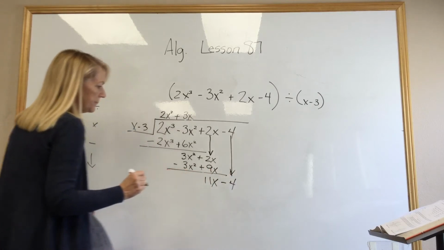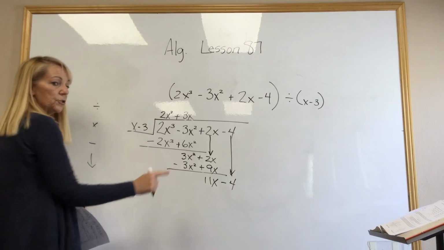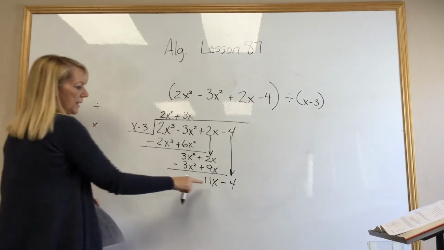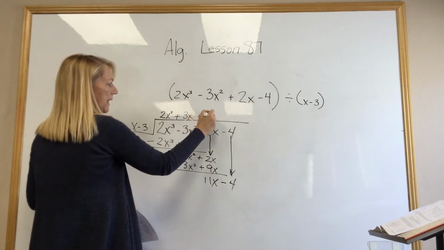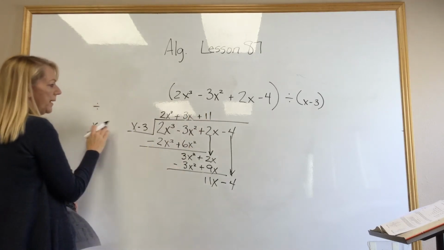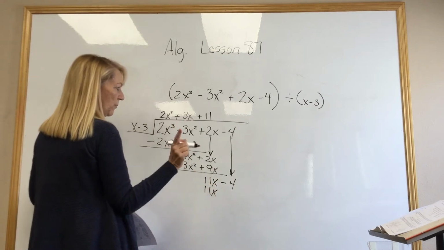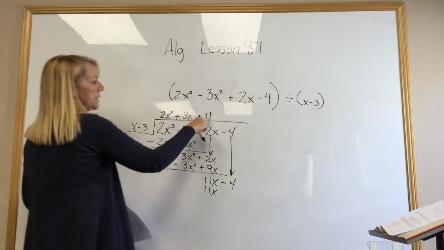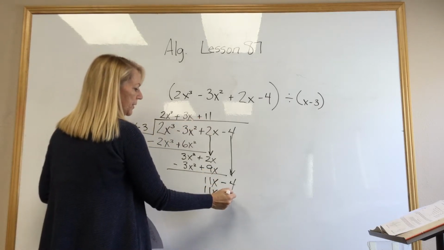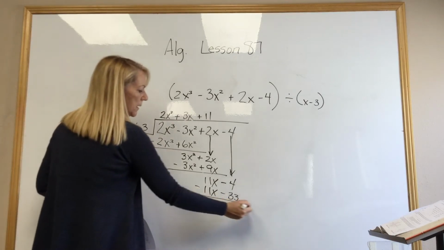Okay? All right. So now, here's my new number. Ready to start over again with division. 11x divided by x is 11. So plus 11. Now I multiply. X times 11 is 11x. That's what we want. Bring his friend into the picture. Negative 3 times 11 is negative 33. Good. Now I subtract.